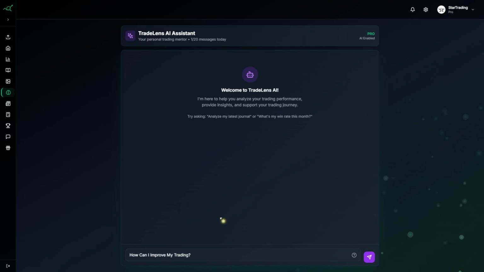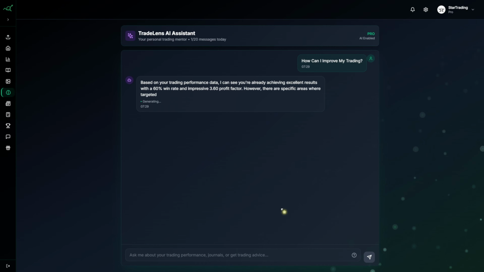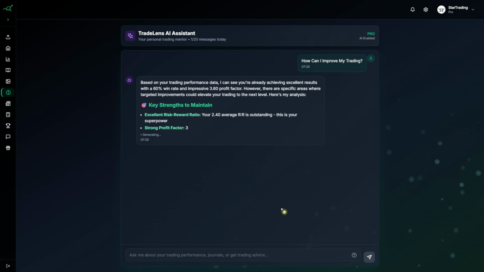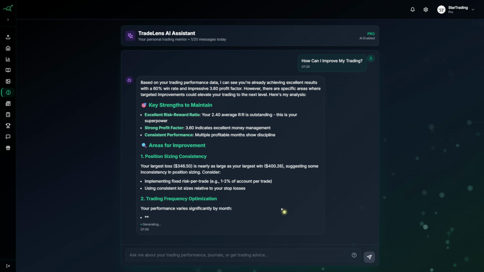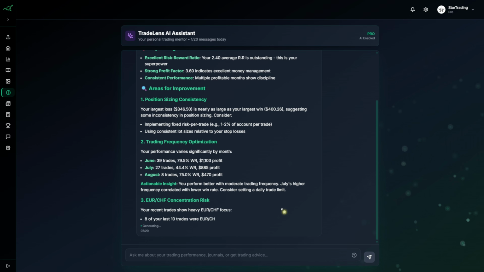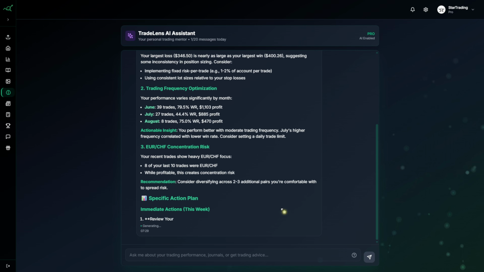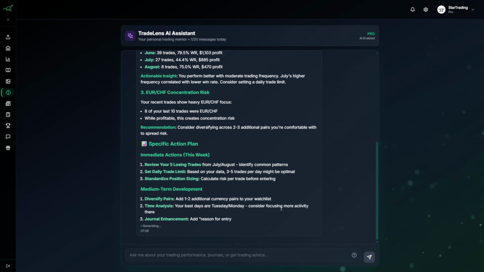So we are literally just going to ask the AI, how can I improve my trading? And it's going to plot out an entire and detailed text about how you can actually improve your trading. Now this is not just your average observation that you could have spotted otherwise yourself, but it is giving you exact insights on what was going wrong, what did you do well, and how can you actually improve your strategy.